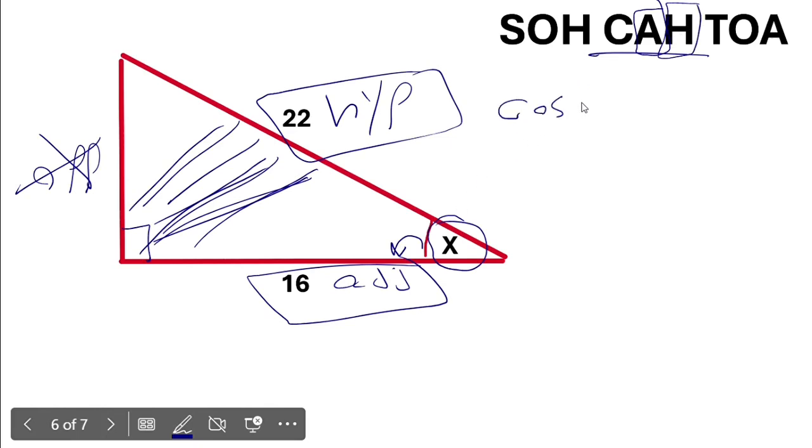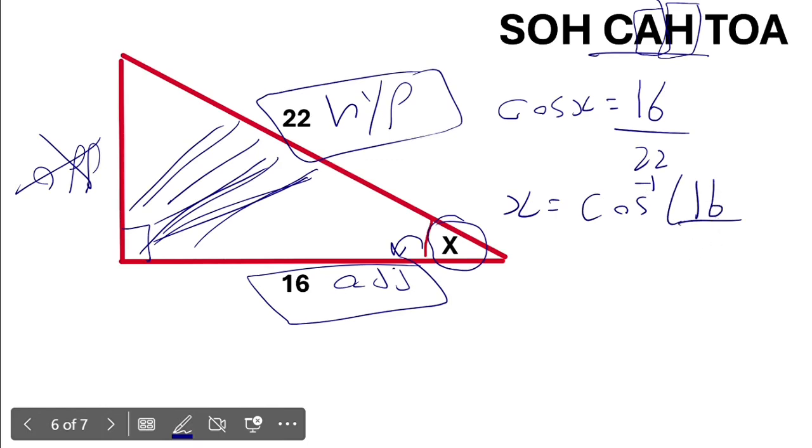Now cosine x equals adjacent is 16 over 22 is hypotenuse. Now x equals cosine to the power of minus 1, open bracket, 16 over 22. In calculator, shift cosine 16 over 22 is equal to 43.341.